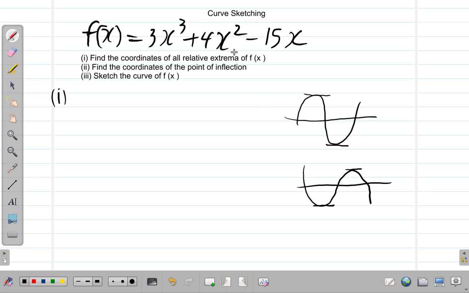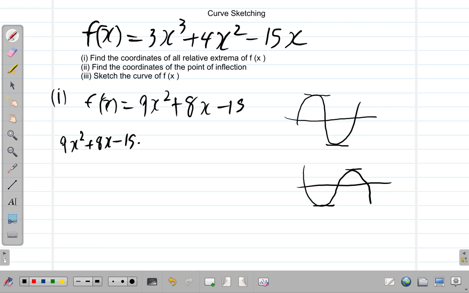So when you differentiate this, you will find the gradient function. It will give you the gradient at any point on the curve, and when it's 0, it's a maximum or a minimum point. So let's differentiate this. f prime of x equals 3 times 3, 9x squared, plus 2 times 4, 8x, minus 15. So that's the derivative, the gradient function. To find those points, you equate this to 0 and then solve the equation. So what we have is 9x squared plus 8x minus 15 equals 0.